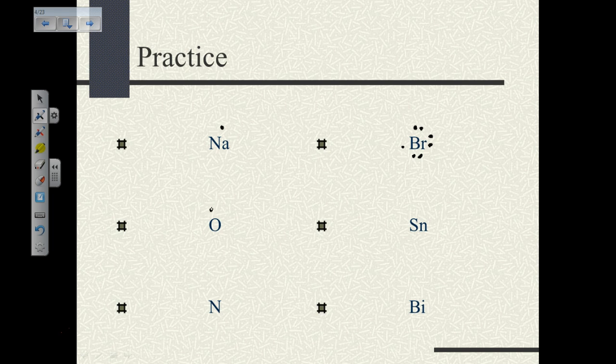Oxygen has 6: 1, 2, 3, 4, 5, 6. Tin has 4 valence electrons: 1, 2, 3, 4. Nitrogen has 5 valence electrons: 1, 2, 3, 4, 5. Bismuth has 5 as well. So notice anything that's in the same family will have the same Lewis symbol.